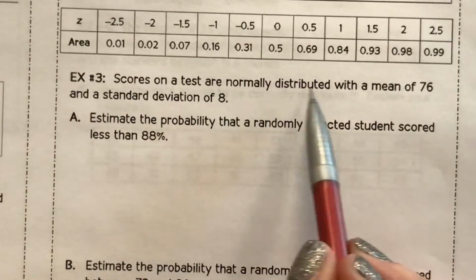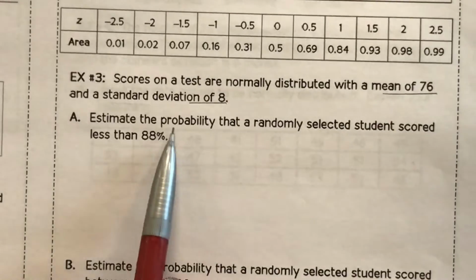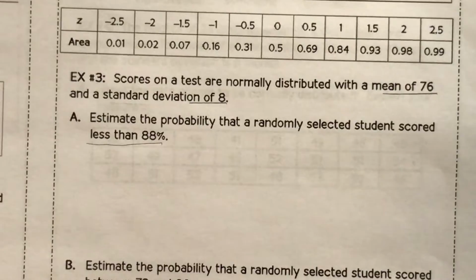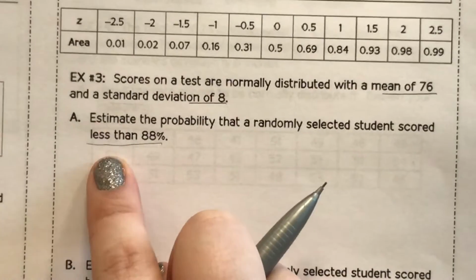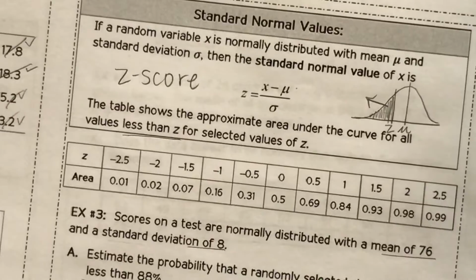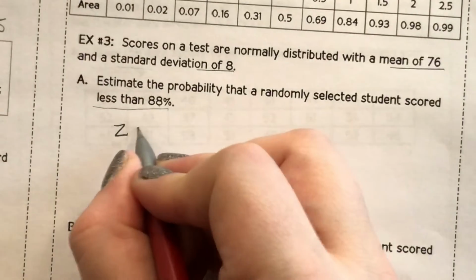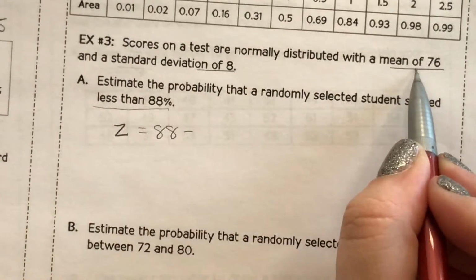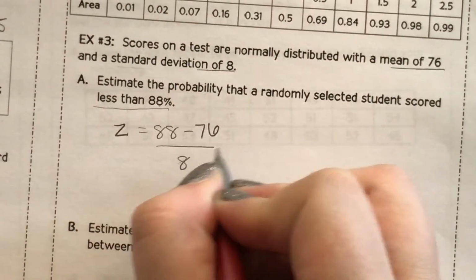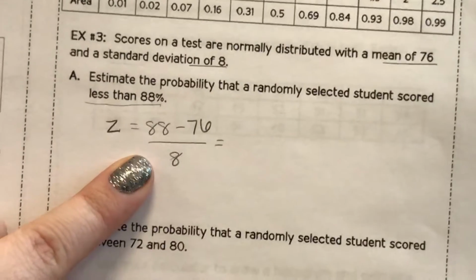Scores on a test are normally distributed with a mean of 76 and a standard deviation of 8. Estimate the probability that a randomly selected student scored less than 88. So before we figure this out, we need to figure out the z-score for this one. So we're going to use our formula up here, this guy. Okay. So our x value that we're testing is 88. Our mean is 76. And our standard deviation is 8. So if you do the calculations and you plug that into a calculator, you're going to get 1.5.